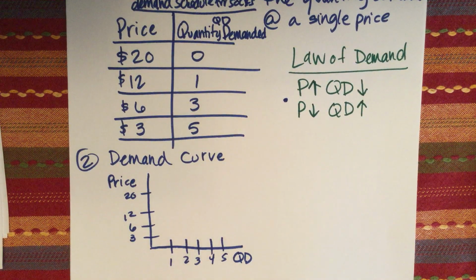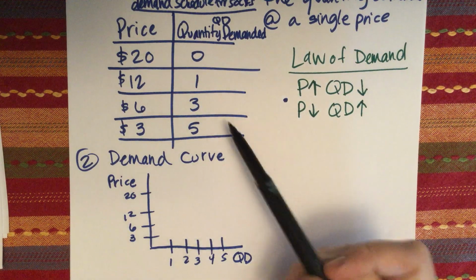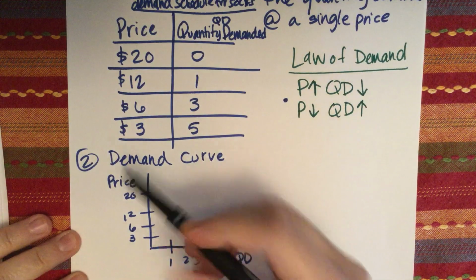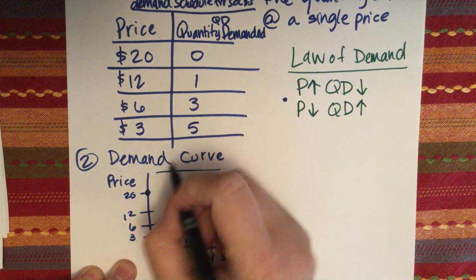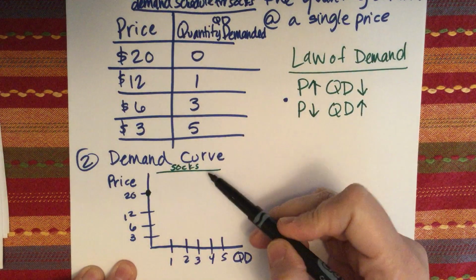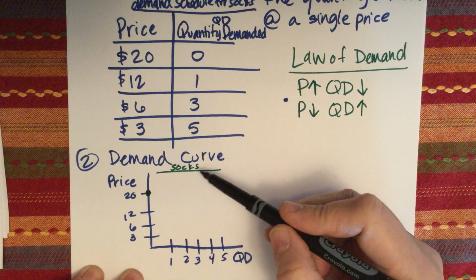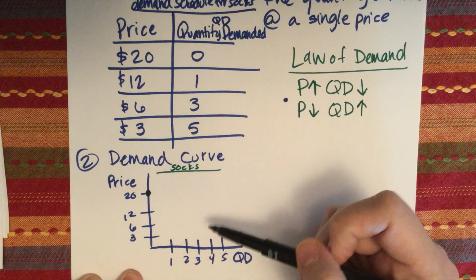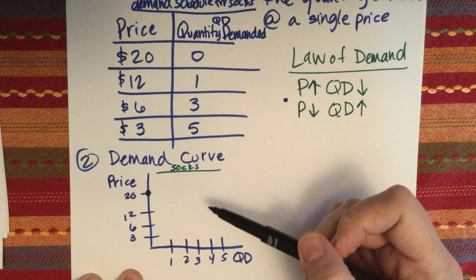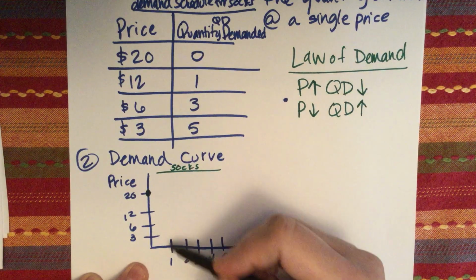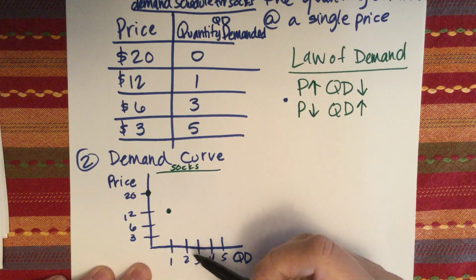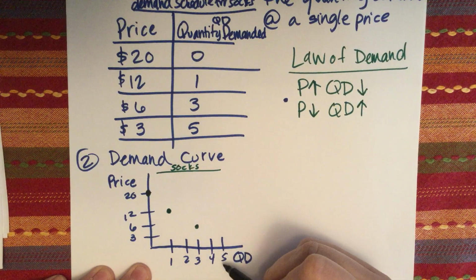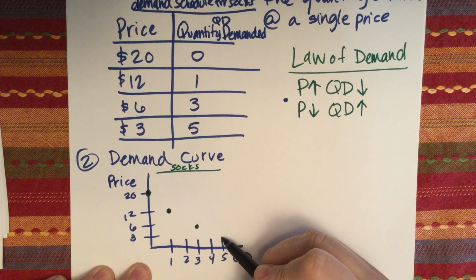And then I'm going to plot out my points. So again, the points on the curve come from this demand schedule up here on top. So at $20, I'm not demanding any socks. And again, you should always get into the habit of labeling the demand curve for socks. This is the market for socks, and it shows what is demanded at each and every price in the market for socks. And then you have at $12, we are demanding 1 pair of socks. At $6, we are demanding 3 pairs of socks. And at $3, we are demanding 5 pairs of socks.